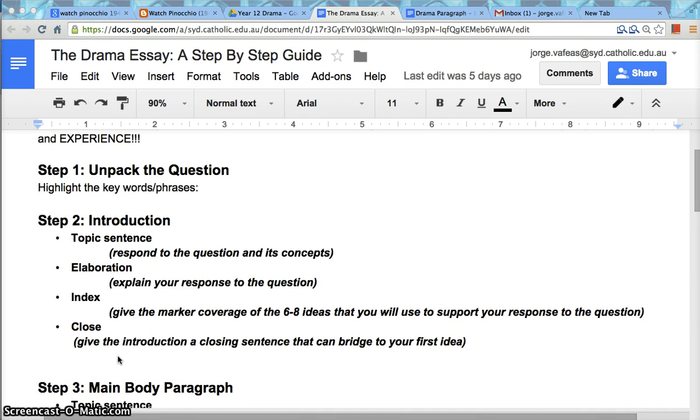The index, you highlight the two plays that you will be discussing, so the Lieutenant of Inishmore and the Homecoming, and then outline what the key issues are in those plays, as well as the key dramatic techniques. So it's not enough to say these plays are about black comedy. You need to say these plays are about animal cruelty, violence, and these are shown through characterization and staging. Let the marker know that you know what it is that you're talking about.